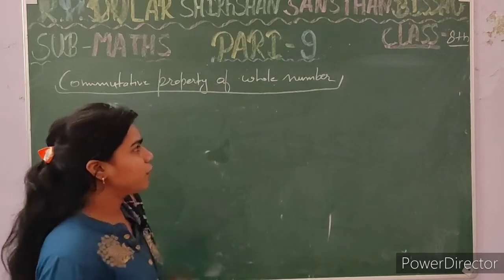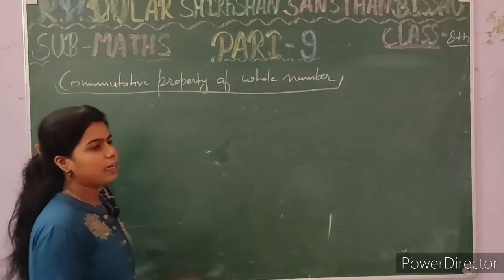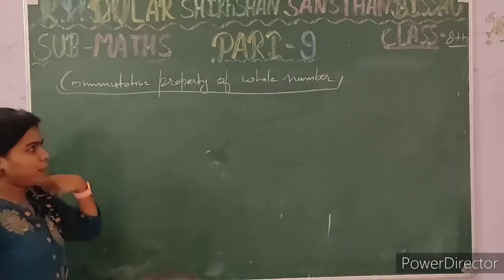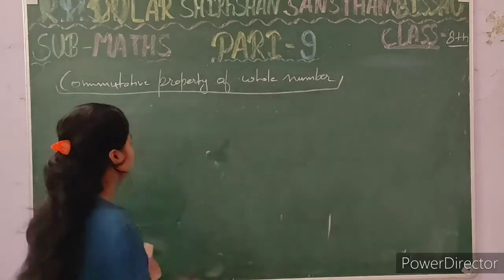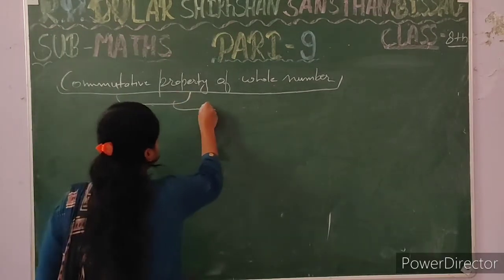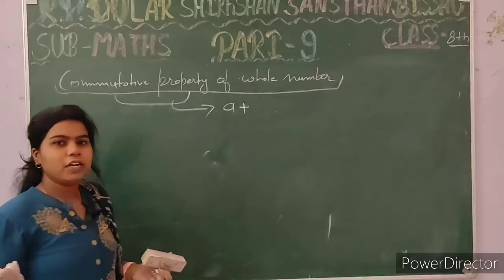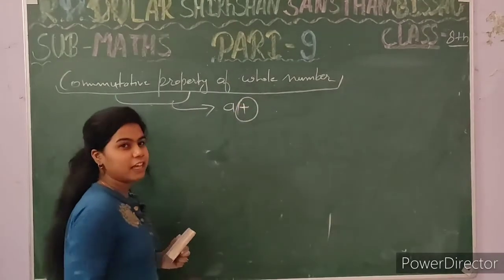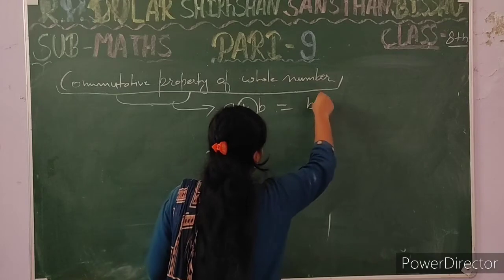First of all, you are in 8th class, so you know about the commutative property, and in the previous part I also explained what is the meaning of commutative property and what is the maths formula of commutative property. Commutative property here means the sign is addition, this is the addition property.